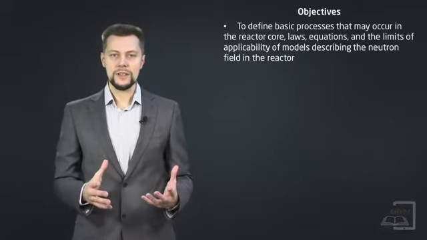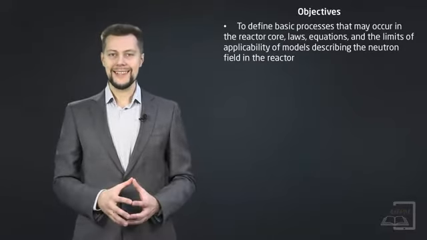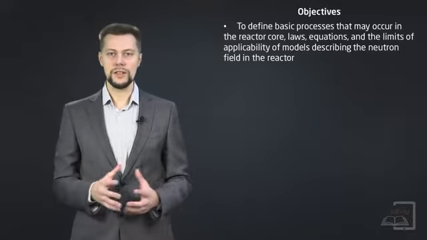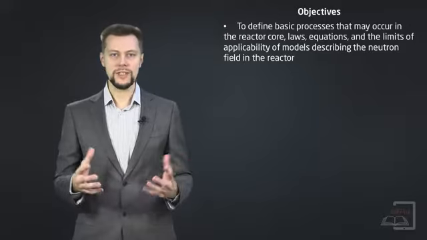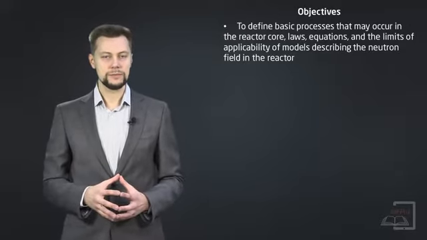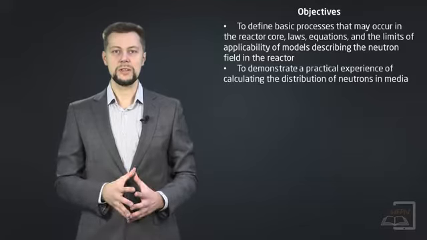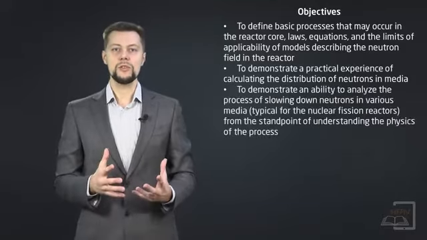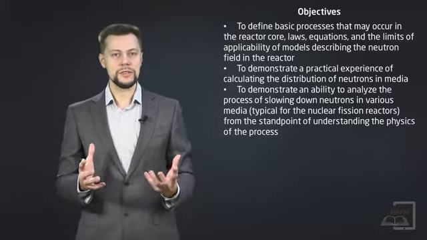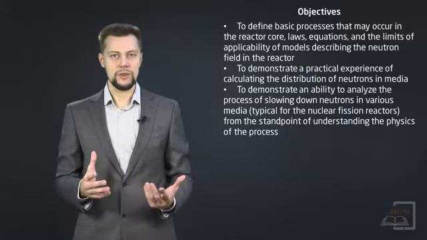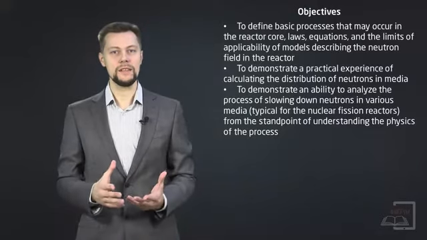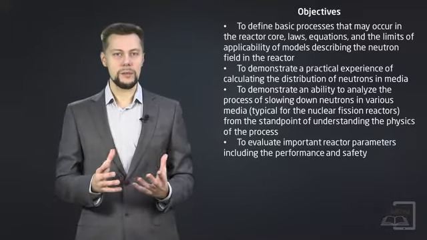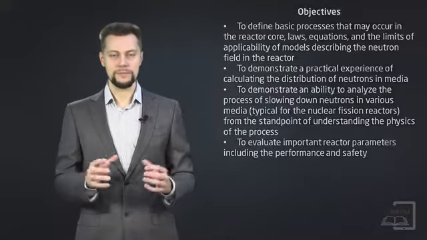After studying the course, the students should be able to define basic processes that may occur in the reactor core, and the laws, equations, and limits of applicability of models describing the neutron field in the reactor. They should demonstrate practical experience of calculating the distribution of neutrons in media, demonstrate the ability to analyze the process of slowing down neutrons in various media typical for nuclear fission reactors from the standpoint of understanding the physics of the process, and evaluate important reactor parameters, including performance and safety.